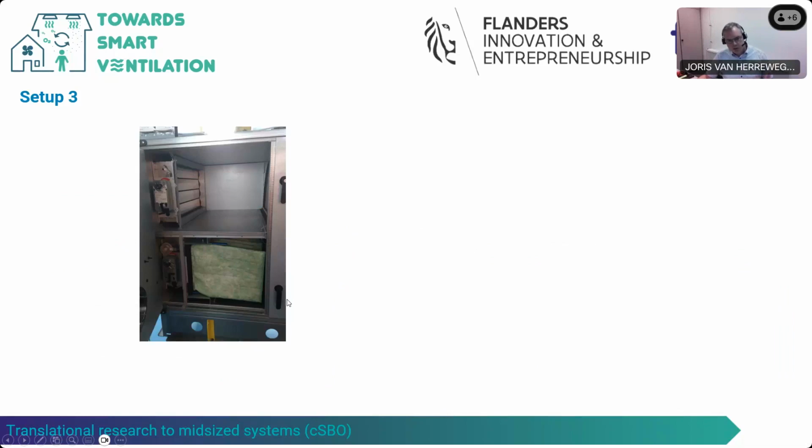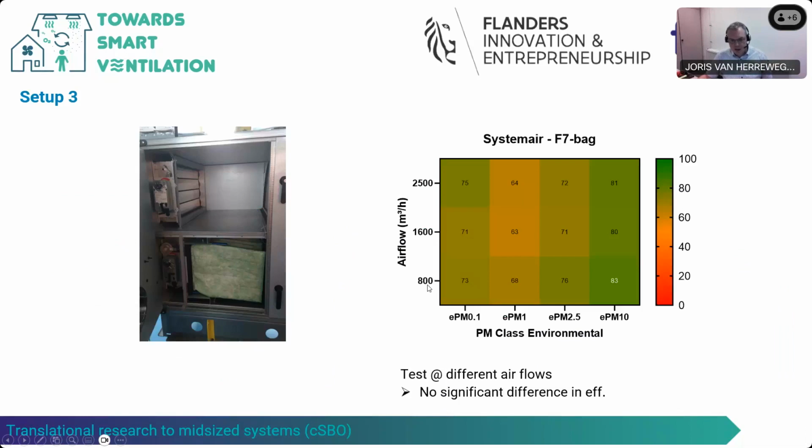And finally, we also looked at an F7 bag filter at different airflow rates. We measured it at 3 different airflow rates, and we can say that there is actually no significant difference in efficiency over these 3 flow rates. So we have a filter that's quite consistent in its performance.